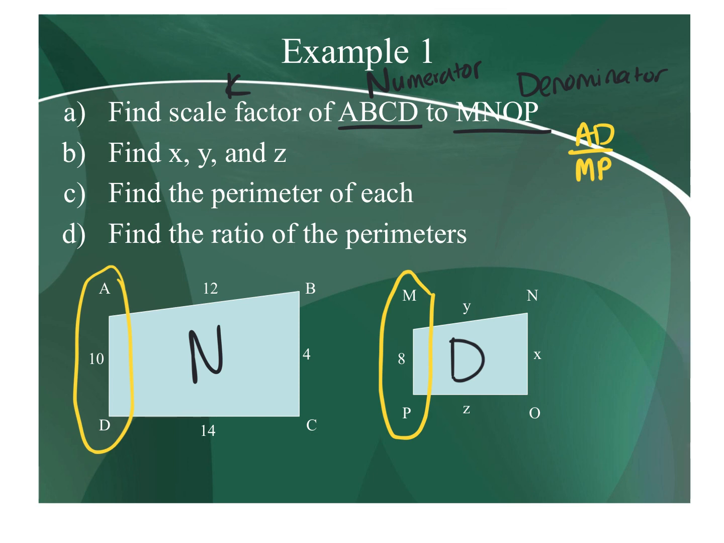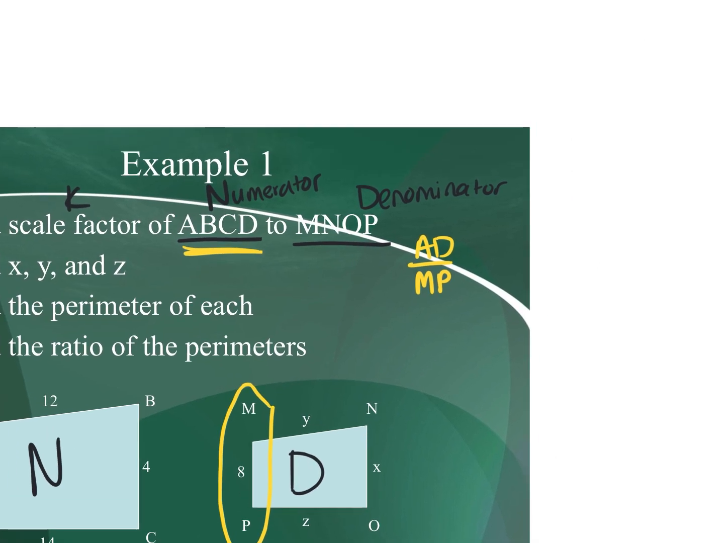Is ABCD the numerator because it's bigger? Nope, it's because it came first. You see how it said find the scale factor of ABCD to MNOP? Whichever one comes first is always going to be your numerator. Okay? All right, so now we just fill in the lengths.